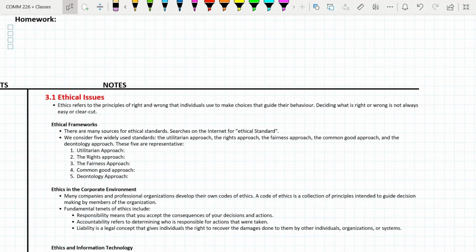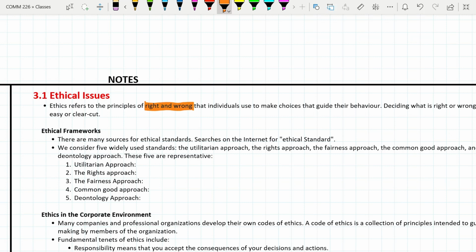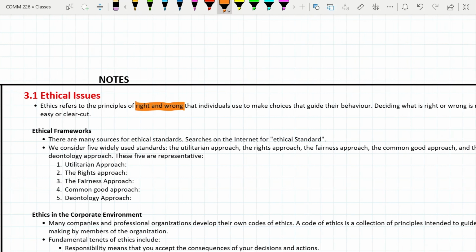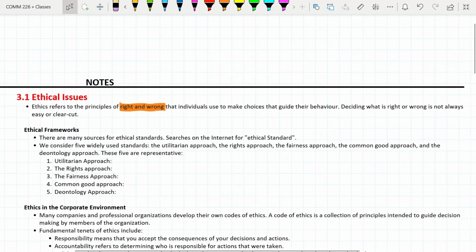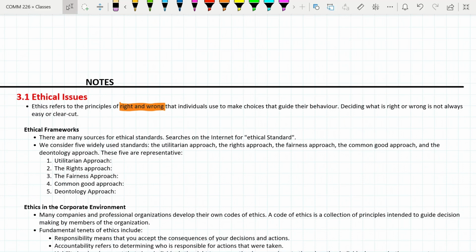3.1 Ethical issues. Ethics refer to the principles of right and wrong that individuals use to make choices that guide their behavior. Deciding what is right or wrong is not always easy or clear cut. So the ethical frameworks. There are many sources for ethical standards. Searches on the internet for ethical standards can help you look into that.